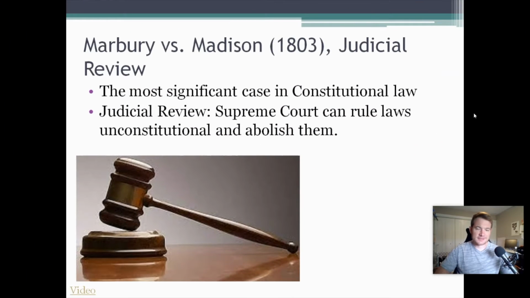I'm Mr. Droste, and today we are talking about Marbury versus Madison, an 1803 Supreme Court case that has often been called the most significant case in constitutional law. One of the reasons that this case is so important is it establishes judicial review, which means the U.S. Constitution is the supreme law of the land, and knowing that the court system can take laws passed by Congress, rule them unconstitutional, and essentially wipe out the laws. Let's get to it.